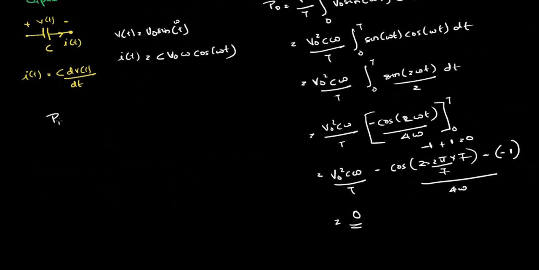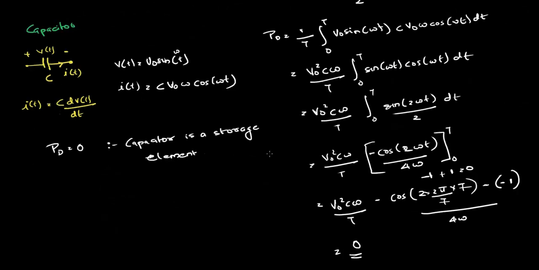So we can conclude that a capacitor is a storage element. One more thing that should be noticed here is that the integral from 0 to T of sine of omega t cos of omega t dt equals 0. So sine of omega t and cos of omega t are orthogonal signals.